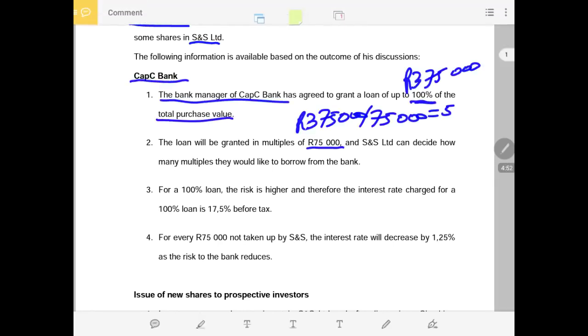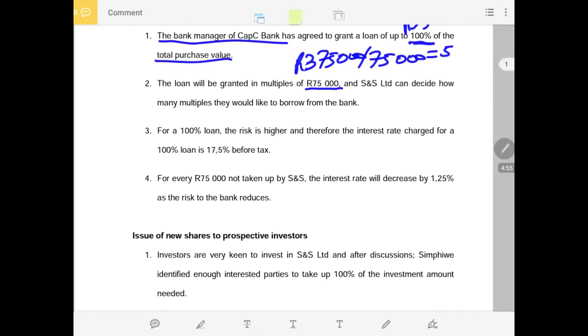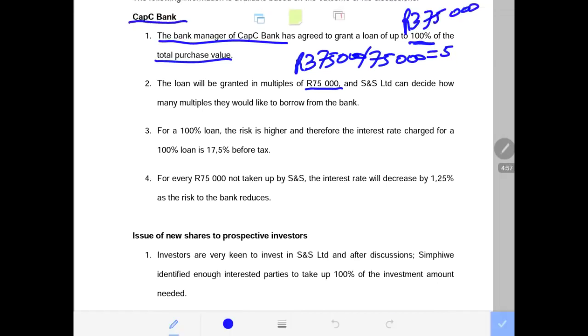Then after, it further says that for a 100% loan, the risk is higher and therefore the interest rate charged for the 100% loan, take note, only if the loan is borrowed 100%, meaning if the full amount of 375,000 rands has been borrowed, therefore the interest rate will be 17.5% before tax. Remember, loan is debt and debt attracts interest. Remember, interest on a loan will be recorded in the statement of profit or loss as a finance cost, meaning as a deduction allowed by SARS.